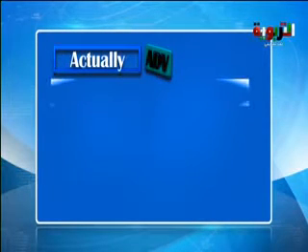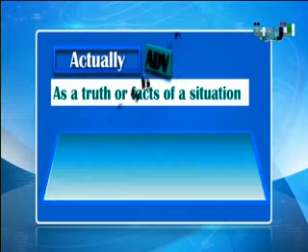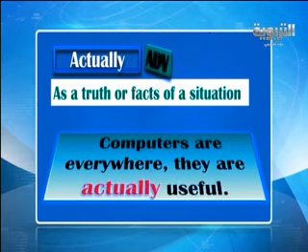Now, we have here an adverb. It ends with an ly. It's an adverb, which is the word actually. Actually. Now, actually it means as a truth or facts of a situation. Now, when we read the example now, you will understand the word more. Computers are everywhere. They are actually useful. So it's like you are confirming or giving a clear idea about something. So as a truth or facts of a situation. Good.